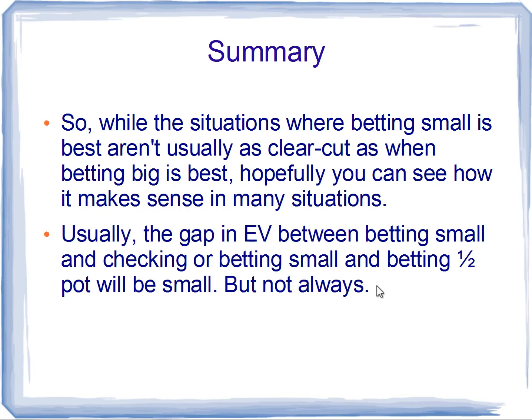Usually the gap in EV between betting small and checking, or betting small and betting 1/2 pot, will be small, but not always. So I actually have found some spots where it seems like there's a pretty big EV gap between checking or making a quarter pot size bet, or betting a half pot size bet. We'll talk about those in future videos, but normally the EV gap is going to be relatively small. But the better and better you get, the more you're going to care about acquiring that small increase in EV. And then also just keep in mind, optimal poker probably plays tons of mixed strategies, so there's probably lots of hands that will check sometimes and bet a quarter pot size bet and bet half pot size bet sometimes. There's many mixed strategies, but there will be an EV gap a lot of the time.